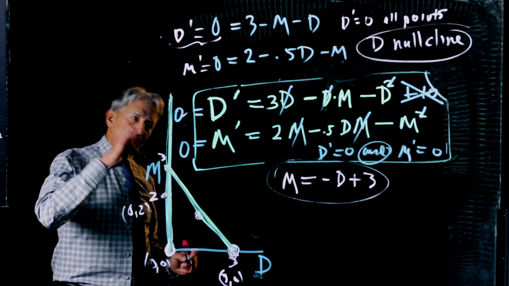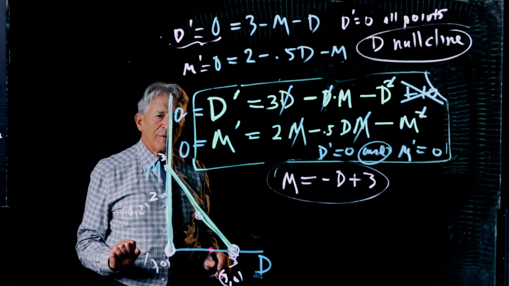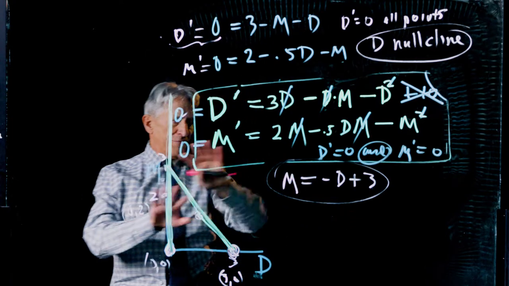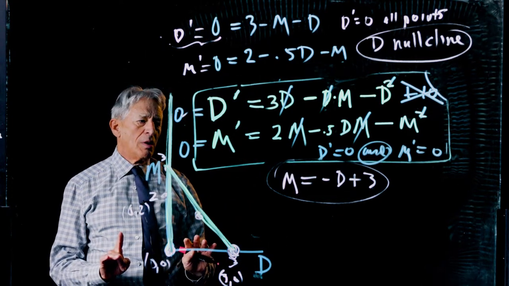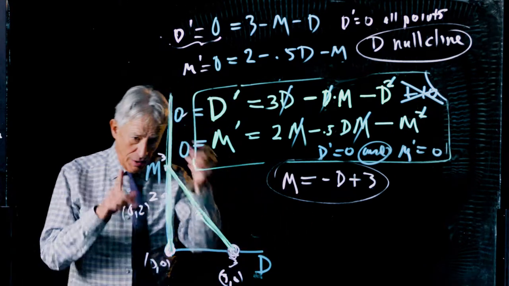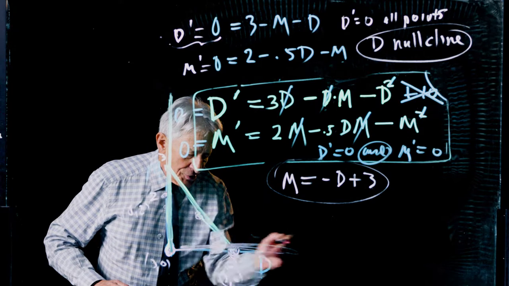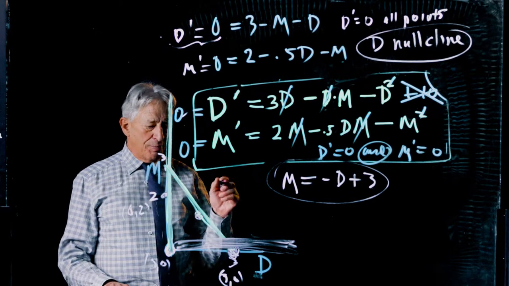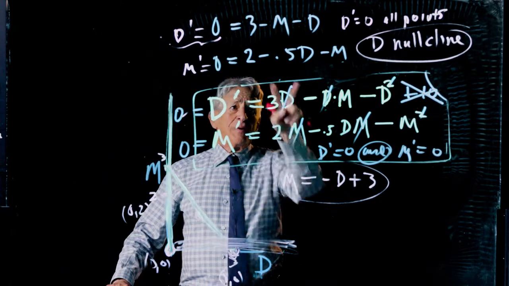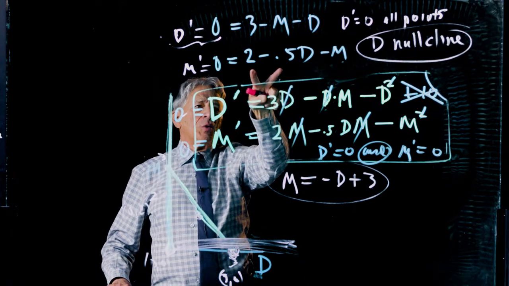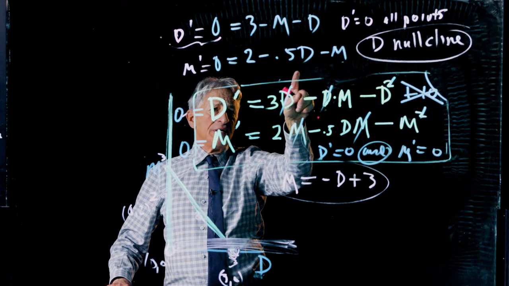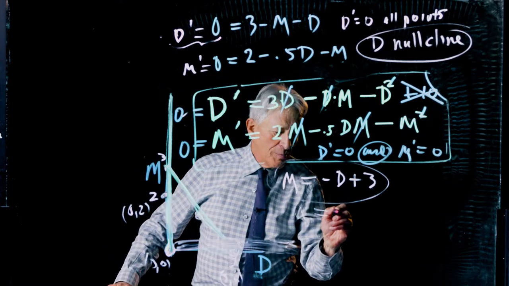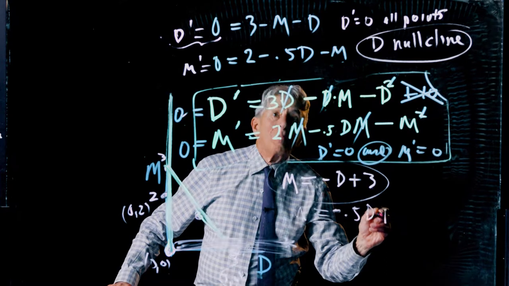Okay, let's go to the other. Let's go to m prime. So first of all, we observe that if m is 0, that's 0. So every point at which m equals 0 is on the m null cline. m equals 0 is, of course, this whole axis here. So I'm going to color that red. And then suppose m is not 0, then we got this expression, which is 0 equals 2 minus 0.5d minus m. Let's rewrite that, move the m over. Let's rewrite that as m equals minus 0.5d plus 2.